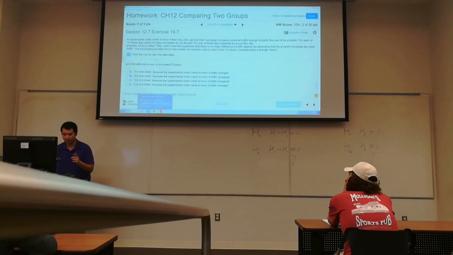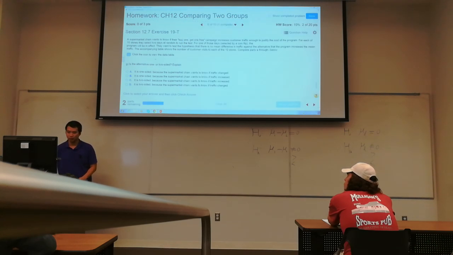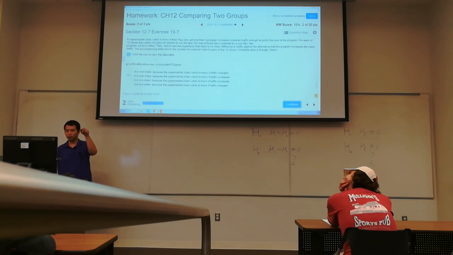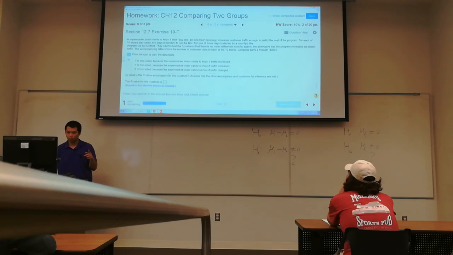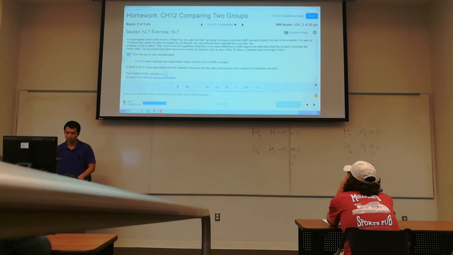Is it one-sided or two-sided? Because we selected greater than, that means it's a one-sided alternative. One-sided because the supermarket chain wants to know if traffic increased. So that's one-sided, because we selected greater than. And I think we have the p-value here for that one.